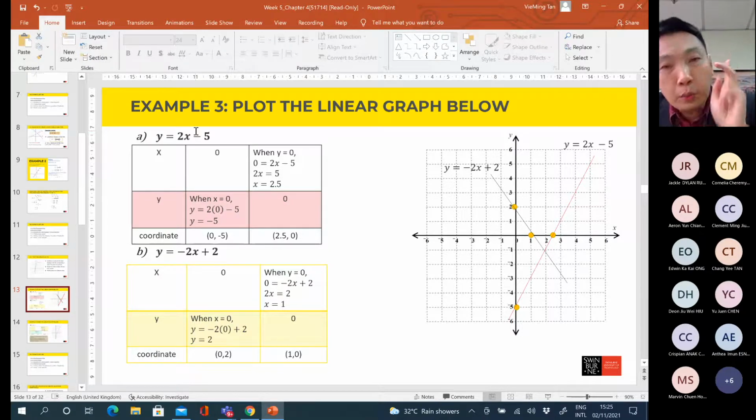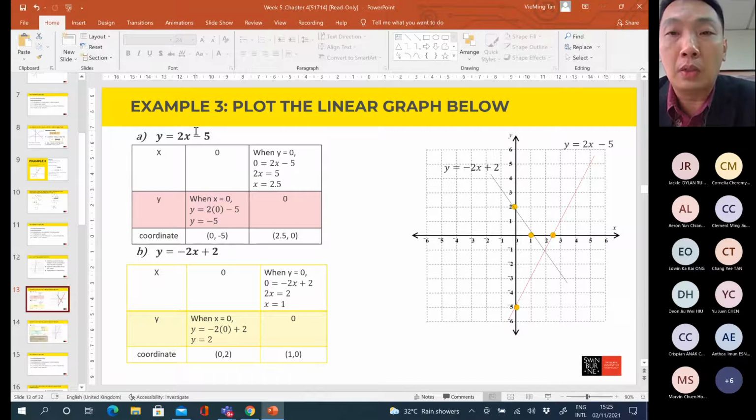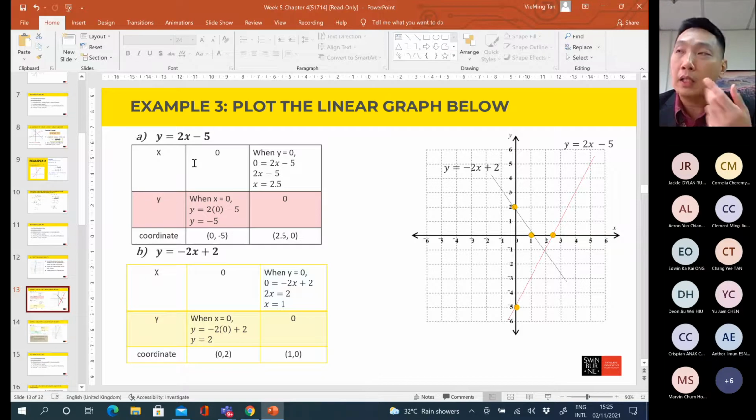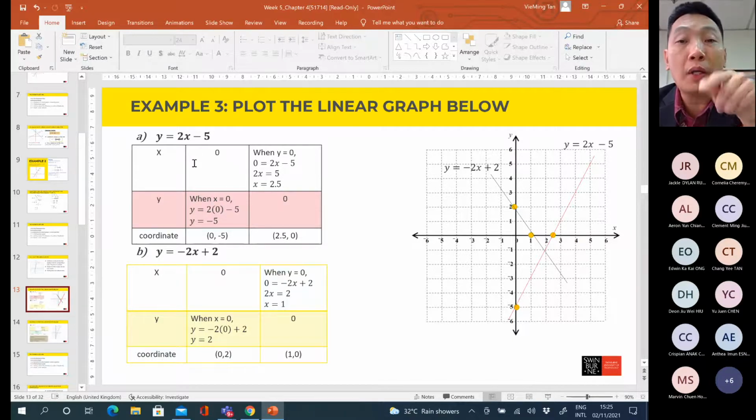Okay, we need at least 2 points in order to draw this linear equation line. So how do we identify the points? Usually I set this as the 0,0 method. That is, we try to identify the y value when x is equal to 0. Okay, so we choose this point.